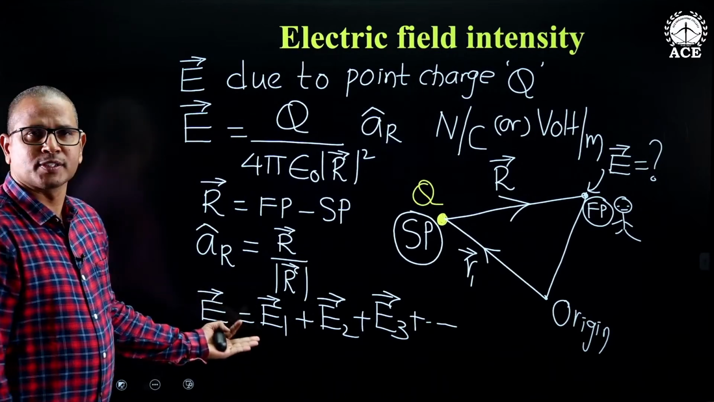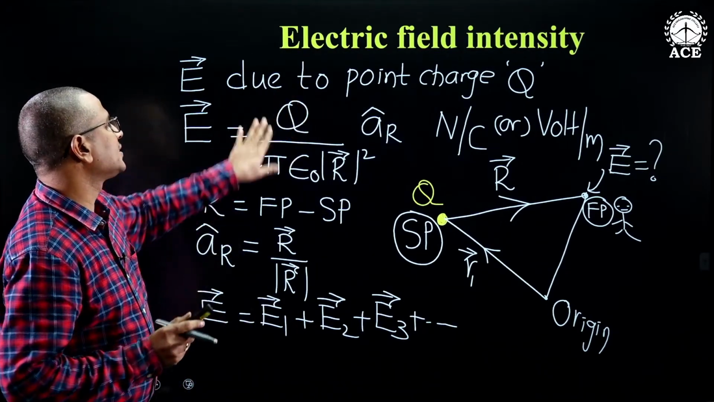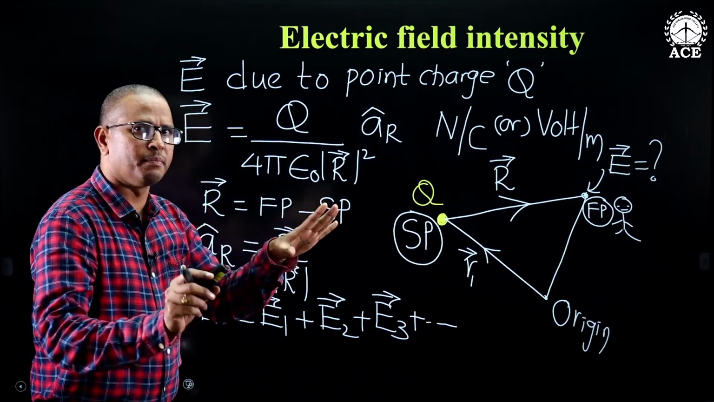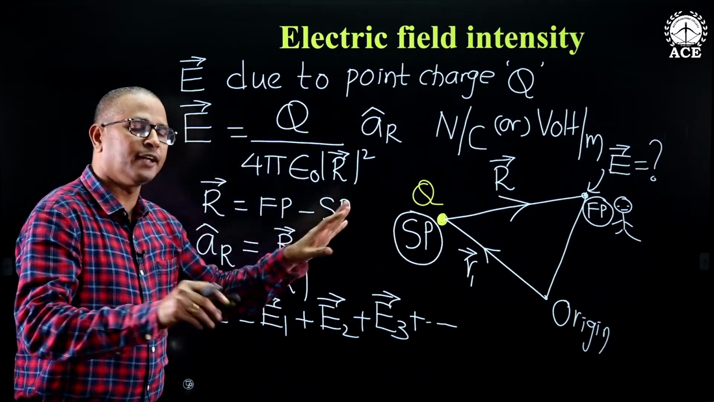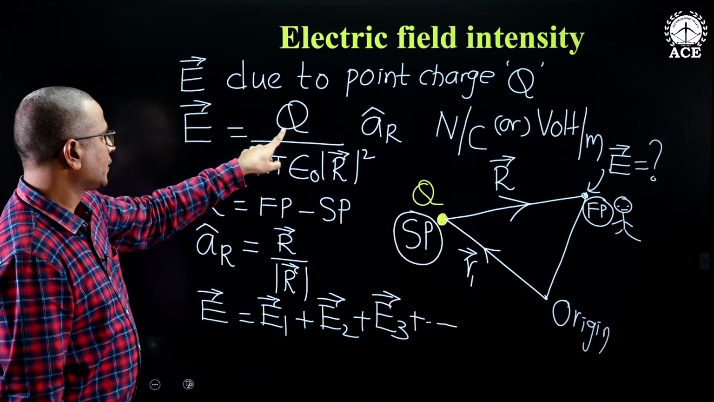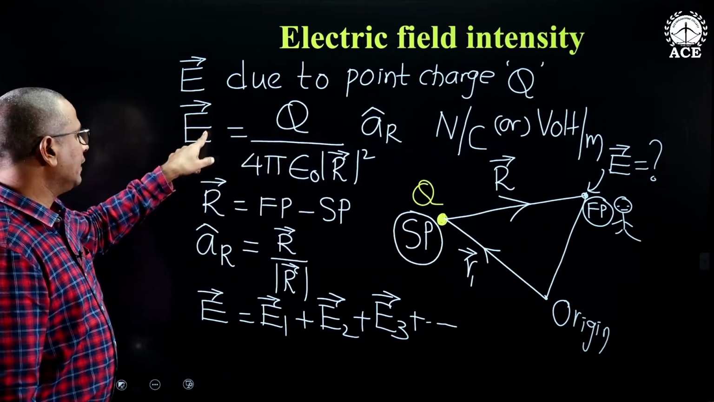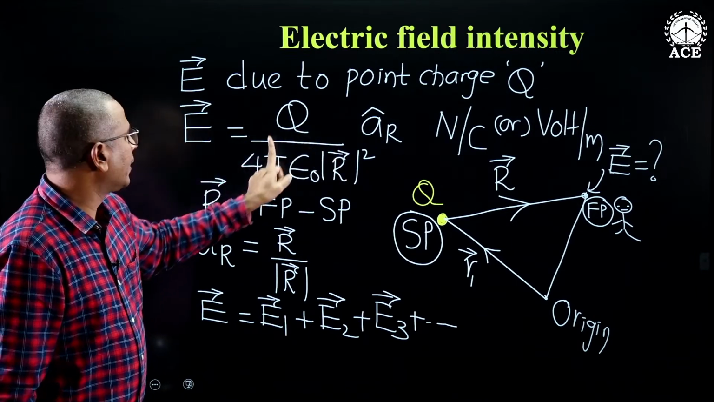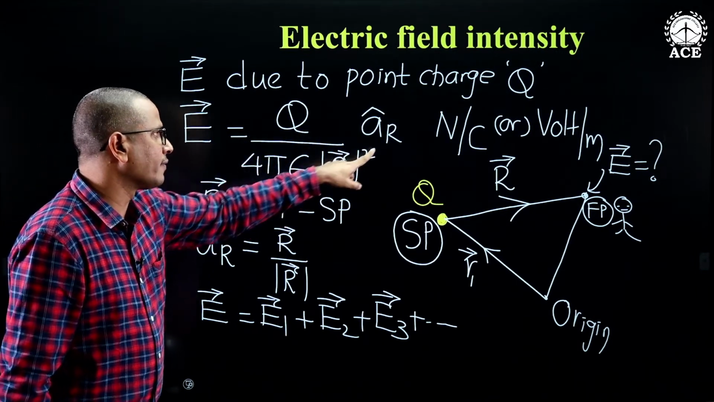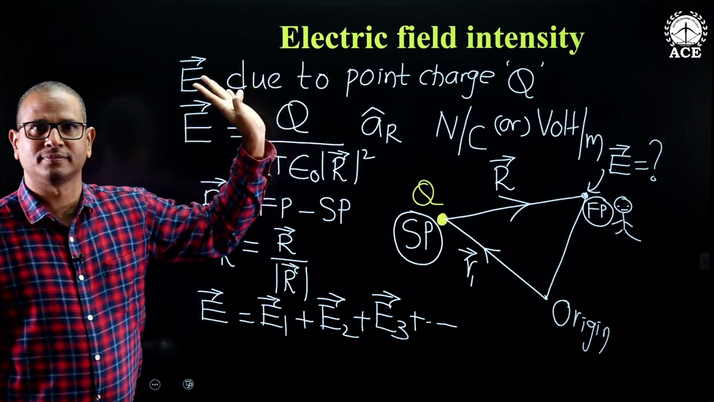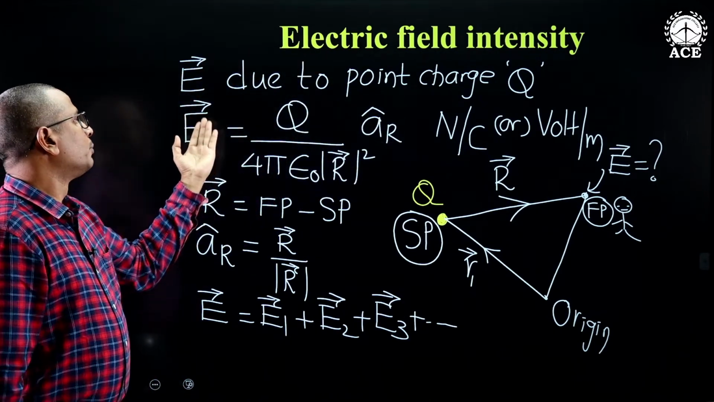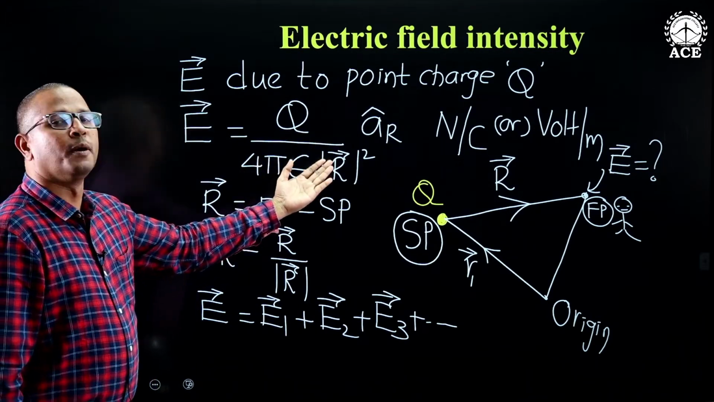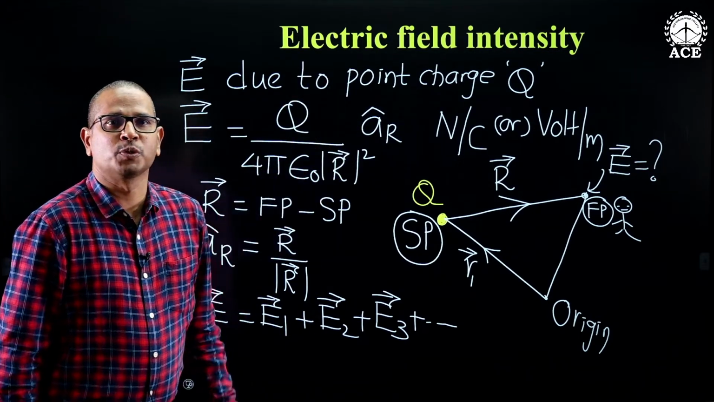What is E1 bar, dear students? Very simple. You just put a suffix. I don't want to write all of them because you need not remember those suffix symbols; directly you can write them while solving the problem. So E1 bar equals Q1 by 4 pi epsilon naught mod R1 square a_R1 cap. Similarly, E2 bar, put suffix 2: Q2 by 4 pi epsilon naught mod R2 square a_R2 cap.